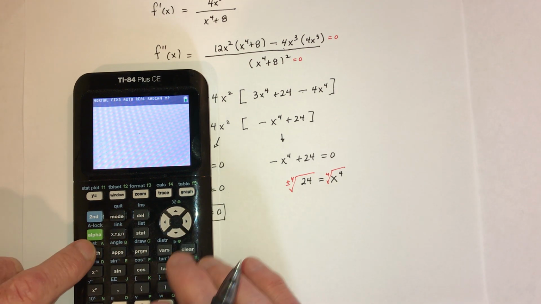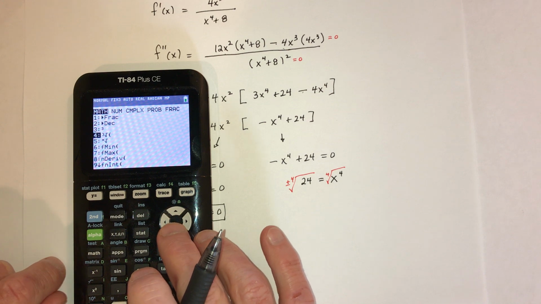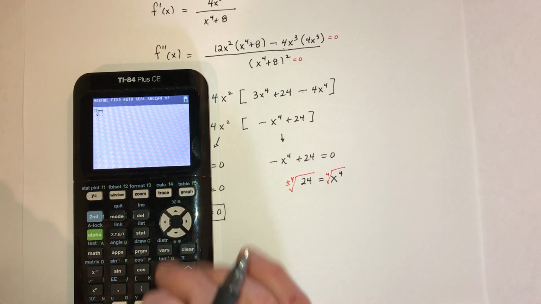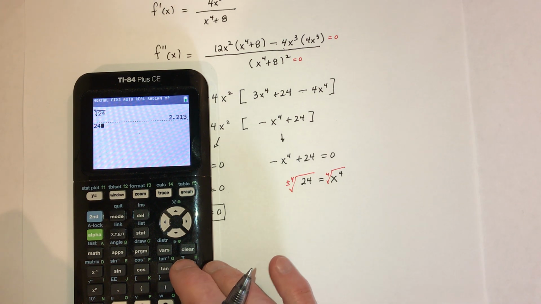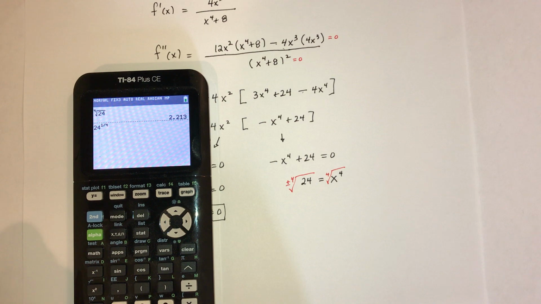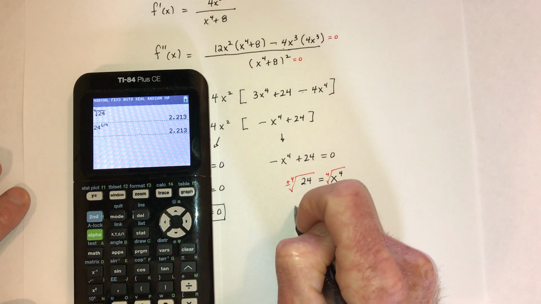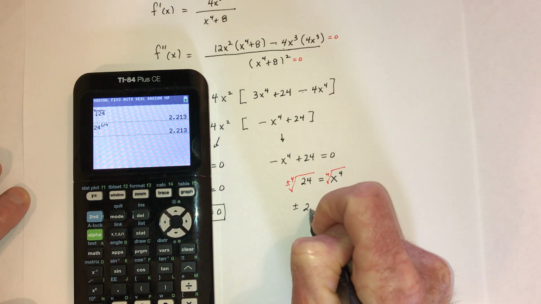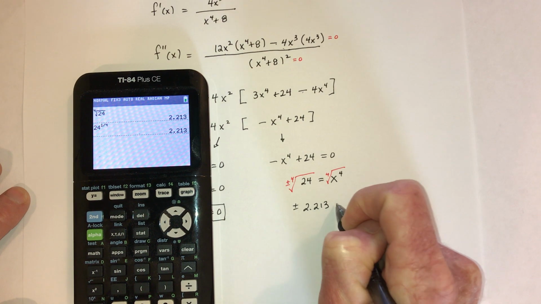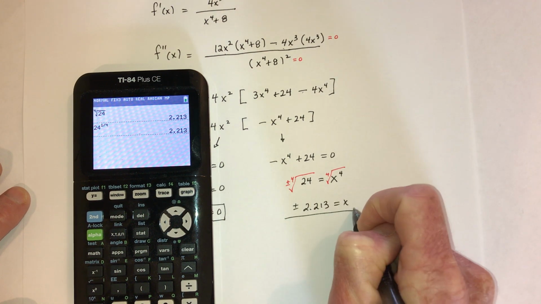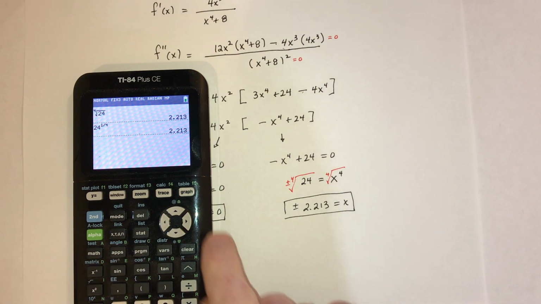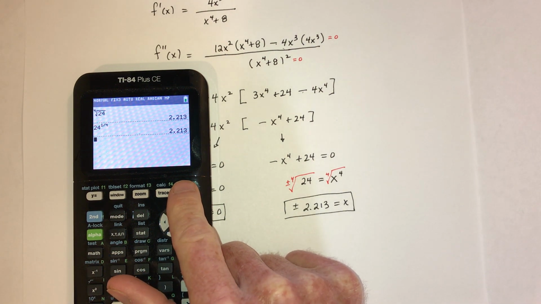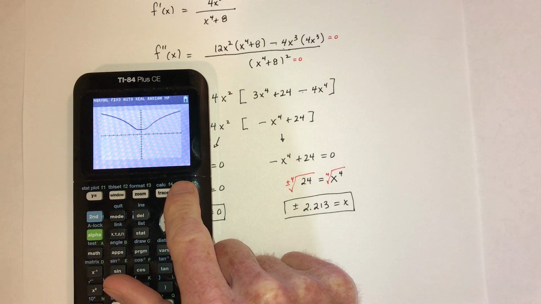So for the 4th root, you could go to math and then the x root and put the 4th root of 24. Another way to do it is you could say 24 is raised to the 1/4 power. And either way you do it, you get plus or minus 2.213. So you get a total of 3 important points. And then take a look at the graph and see what's going on.